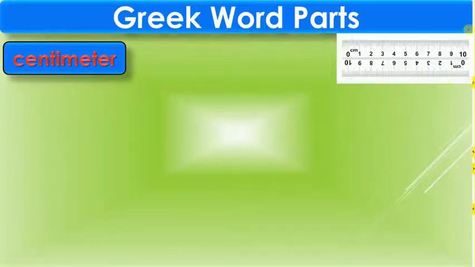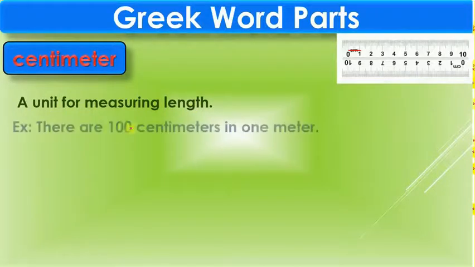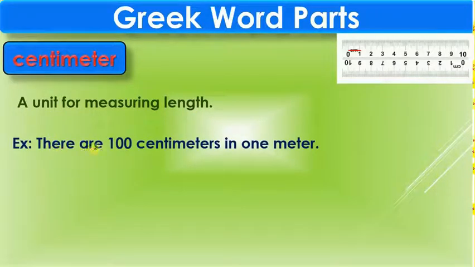Centimeter. If we look at the distance between 0 and 1, this distance is a centimeter. So a centimeter is a unit for measuring length. There are 100 centimeters in 1 meter.